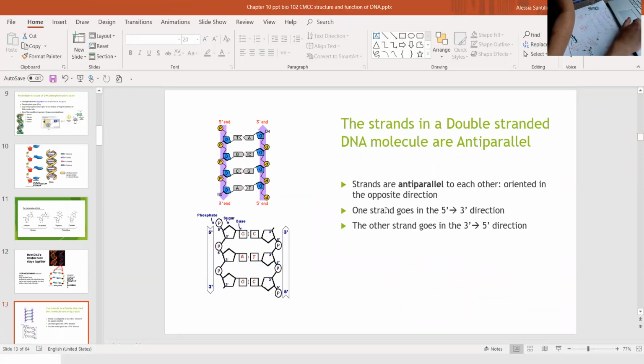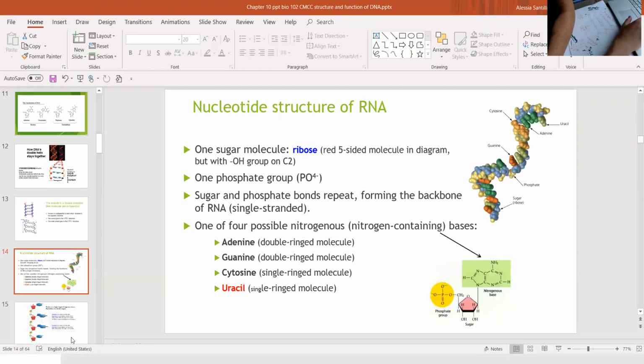This is where we talk about anti-parallelity of the strands. So you see how one is one way and the other one is upside down, and that's known as being anti-parallel. All right, so that was DNA, and remember, DNA bears the information that codes. It holds that code.